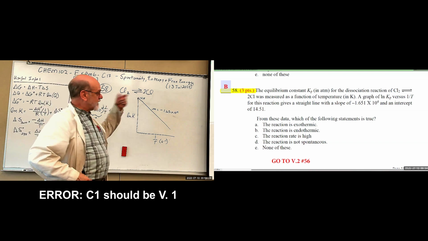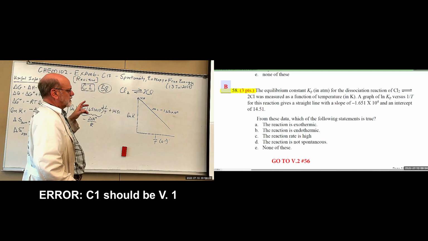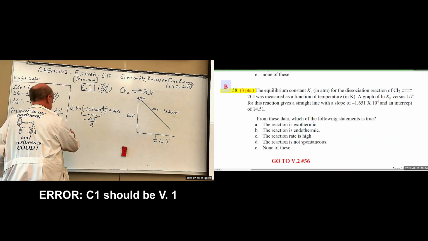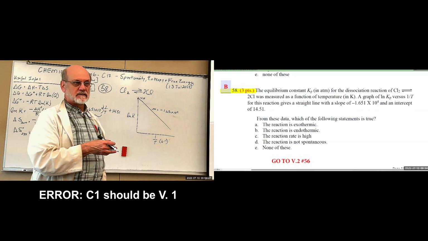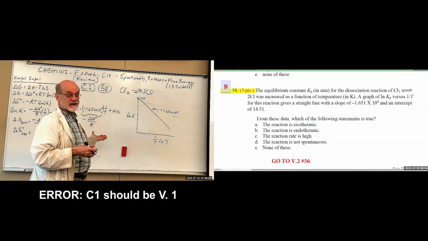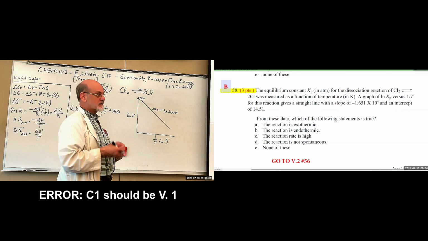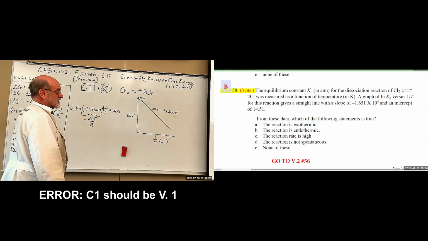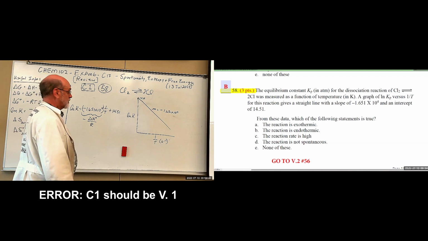Okay, the answers are couched in terms of exothermic, endothermic. Well, we can say C, reaction rate is high. You can't tell reaction rate from this because we're talking equilibrium. Reaction rate is kinetics, and so the rate is immaterial. The reaction is not spontaneous. Now I can't say anything about that yet.